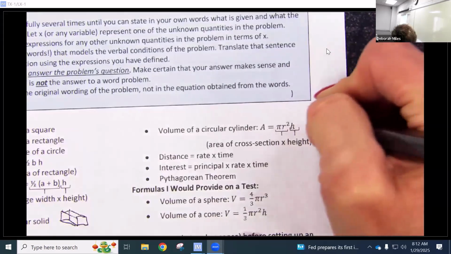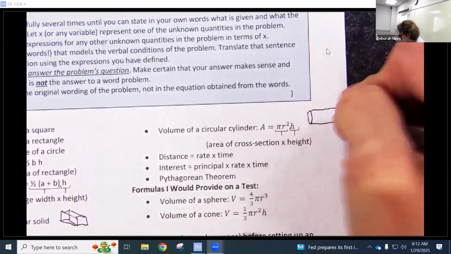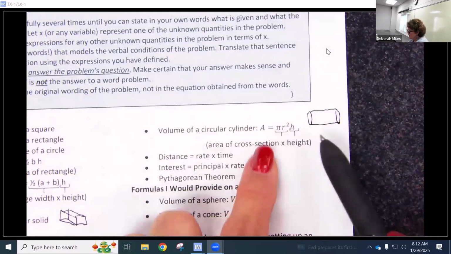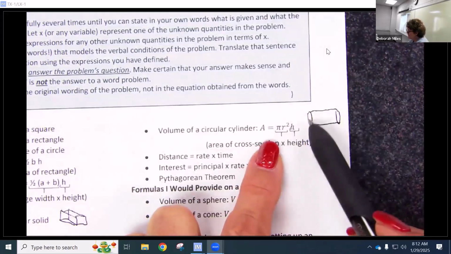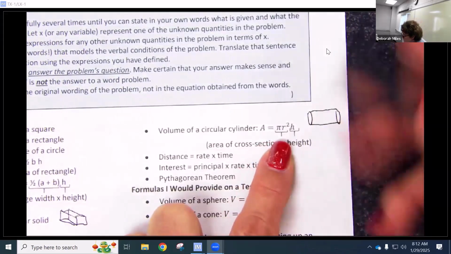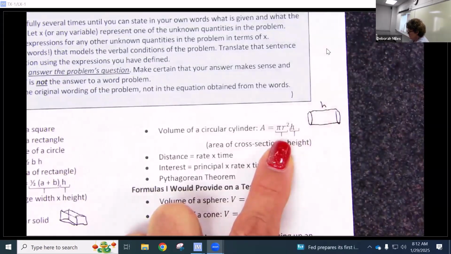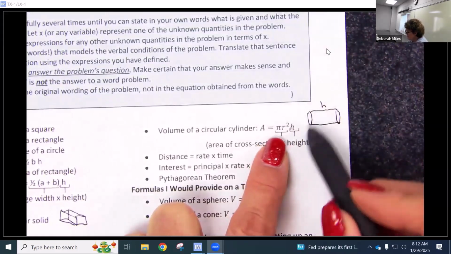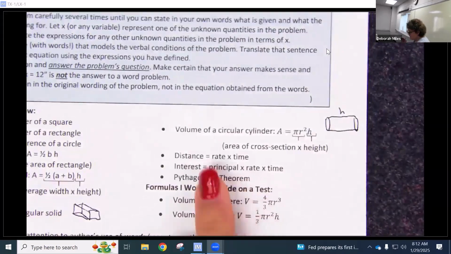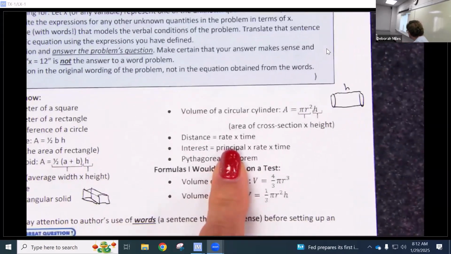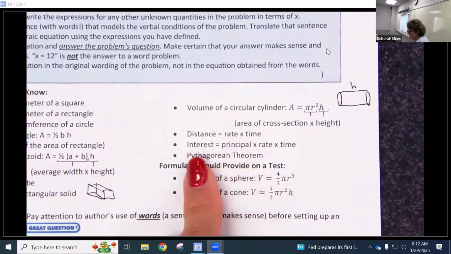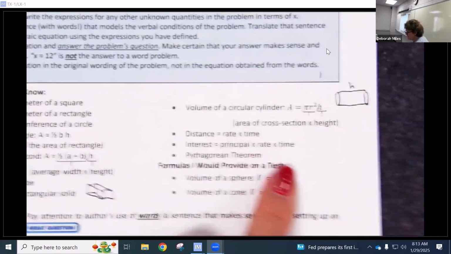Again, it's just length times width times height, but if your end is a circle, then it's the area of that circle times the height. So pi r squared is the area of the circle times the height. Distance equals rate times time. Y'all know that. You should know interest equals principal times rate times time.